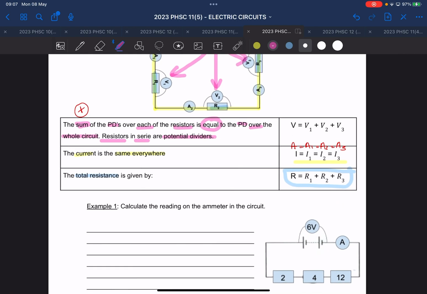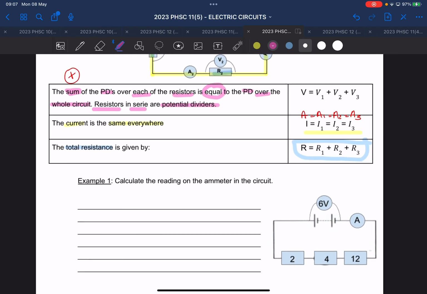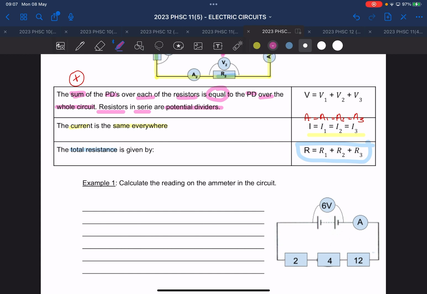Okay, let's look at an example there. You start with your 6 sandwiches and you have to walk through the 2 and the 4 and the 12. So the current is the same through all of them. You have to pass through the ammeter. So we can say that the total current passes through the ammeter.